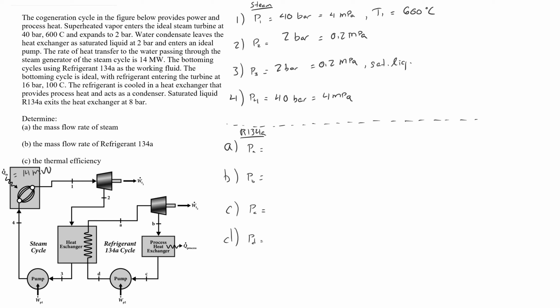The bottoming cycle uses refrigerant R134A. The bottoming cycle is also ideal. So we have refrigerant entering the turbine at 16 bar and 100 C, so that'd be my pressure at A.